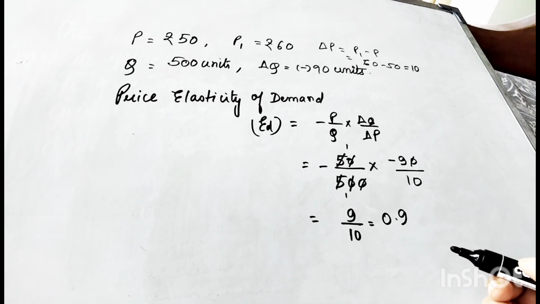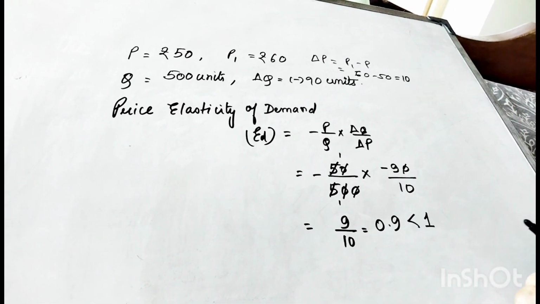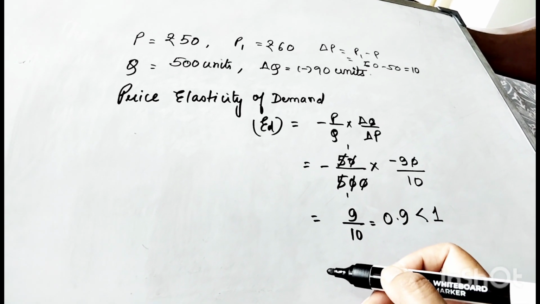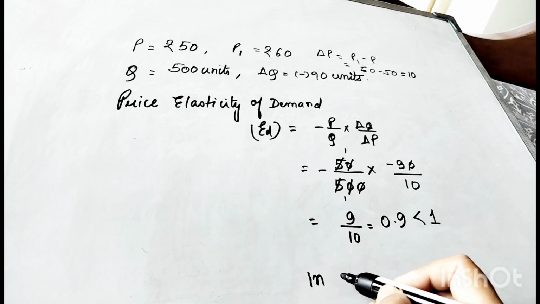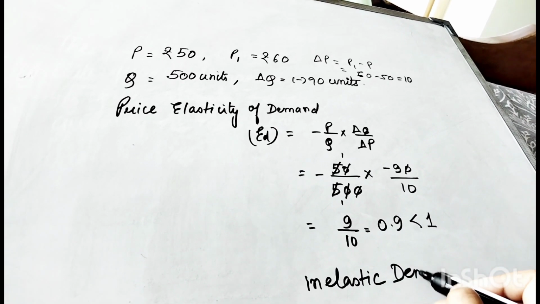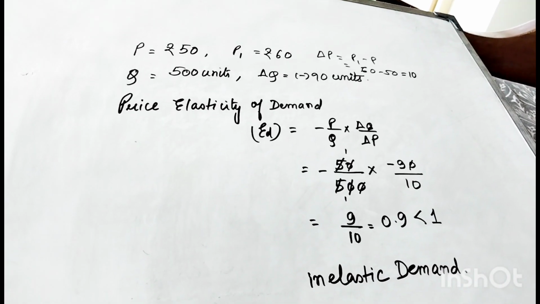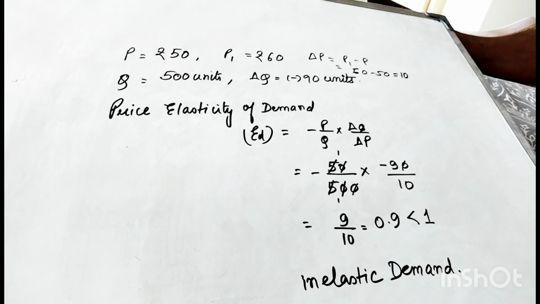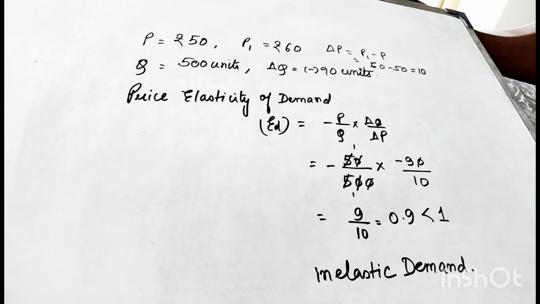So what can we tell? It is less than 1. Less than 1 means inelastic demand, and greater than 1 means elastic demand. Okay, so 0.9 is what? Less than 1. That means we can tell that the demand is inelastic.